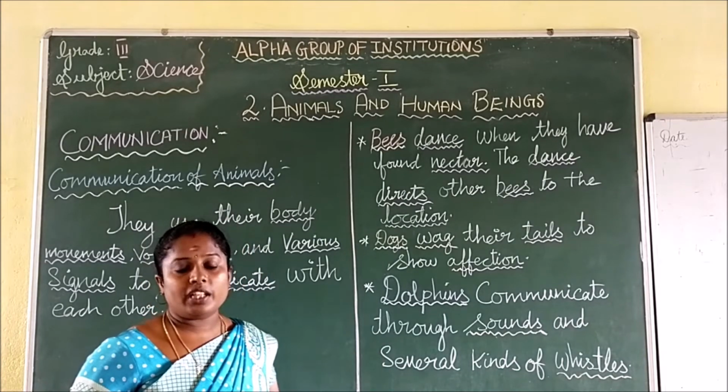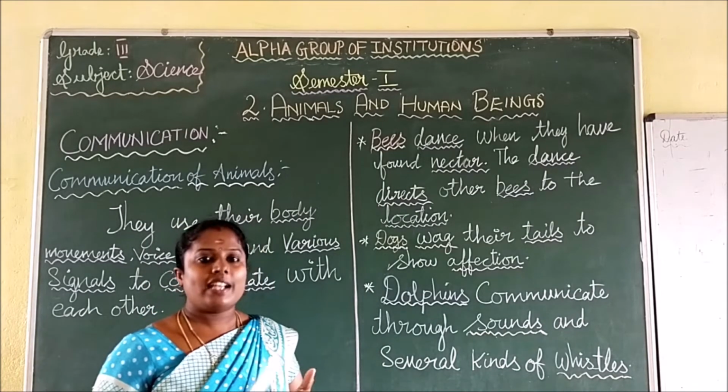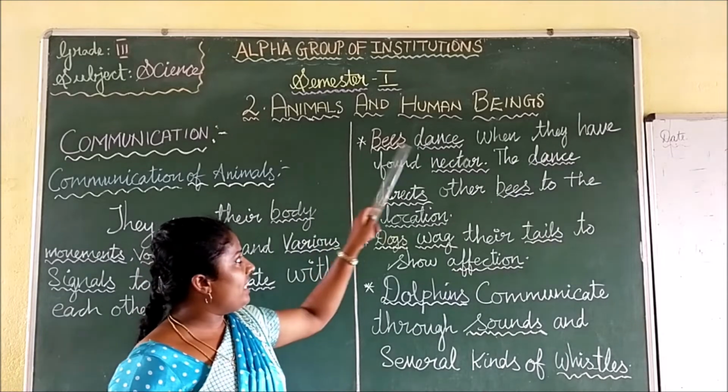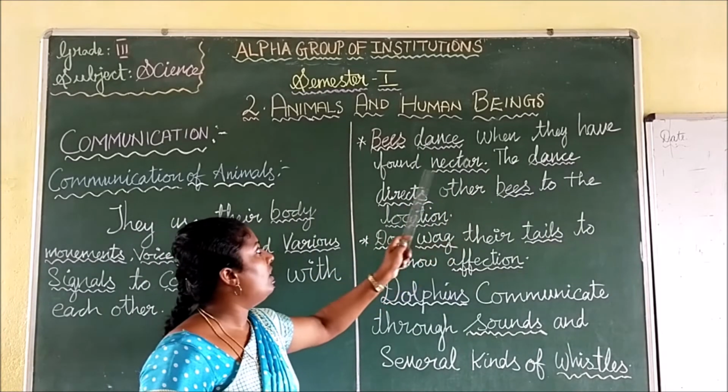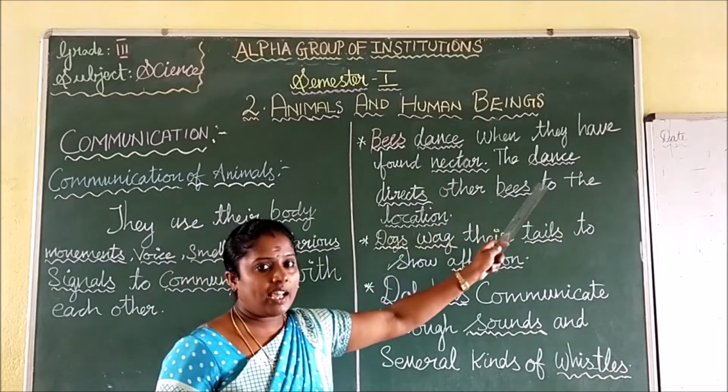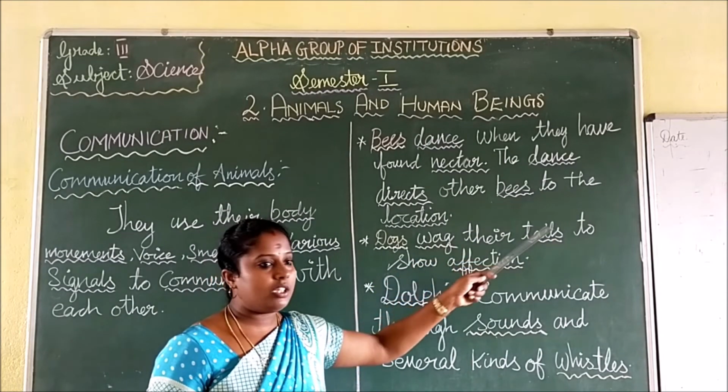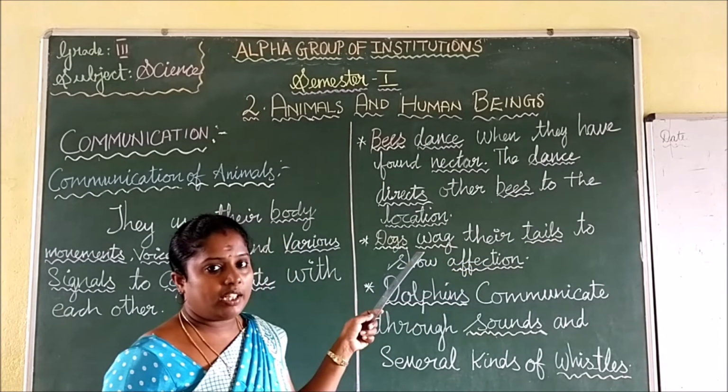So the way of communication between bees is dance. Bees dance when they have found nectar. The dance directs other bees to the location.